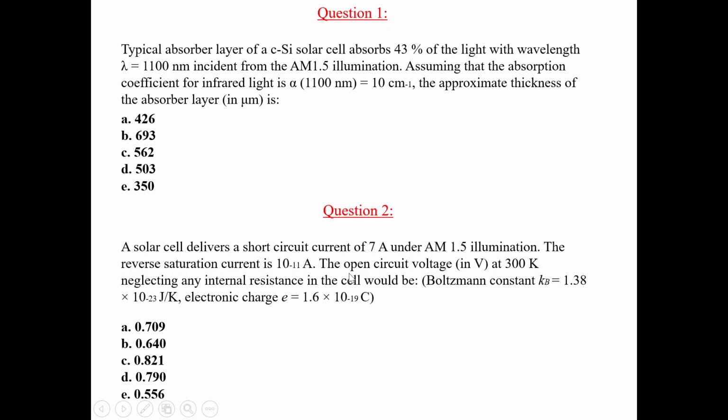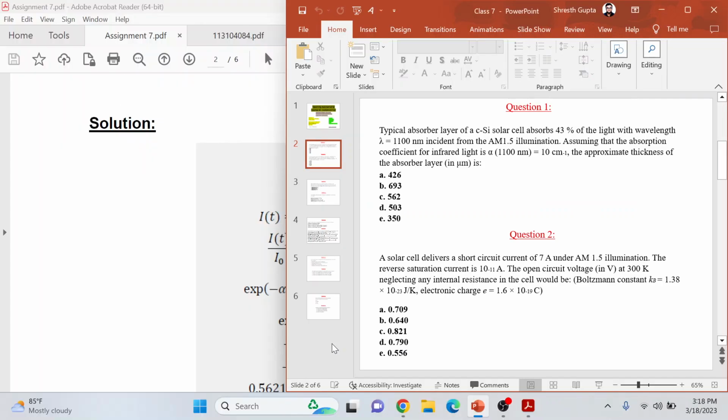We have to calculate the VOC when we have been given the Boltzmann constant, K_B, which we know is 1.38 into 10 raised to power minus 23 joule per Kelvin, and the electronic charge e equal to 1.6 into 10 raised to power minus 19 coulomb. We know these two values. So the options are 0.709, 0.640, 0.821, 0.790, and 0.556. Similarly, I'm giving you 5 minutes. You can give a try, and if not, then I'll show you the answer.